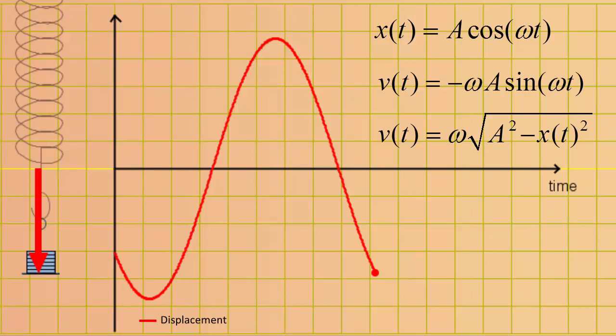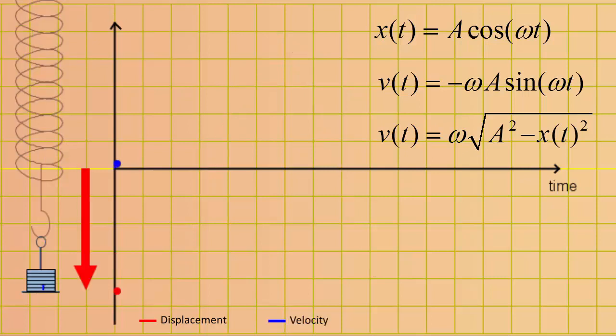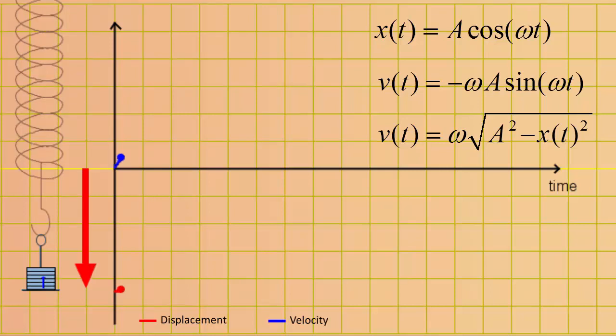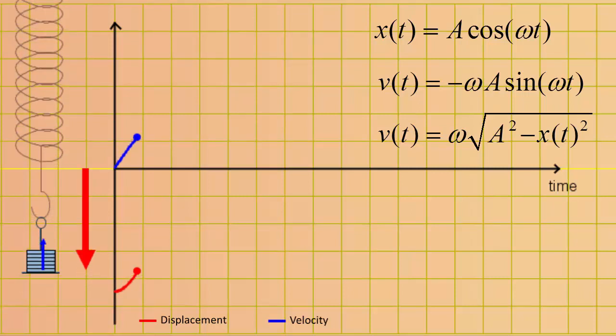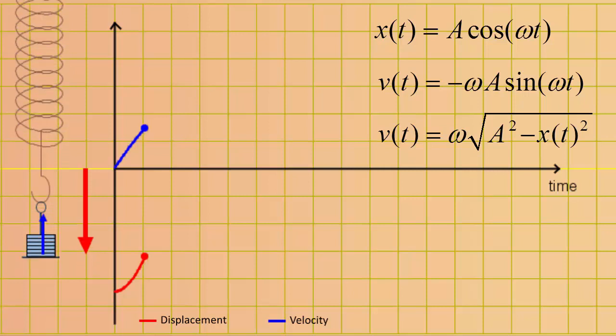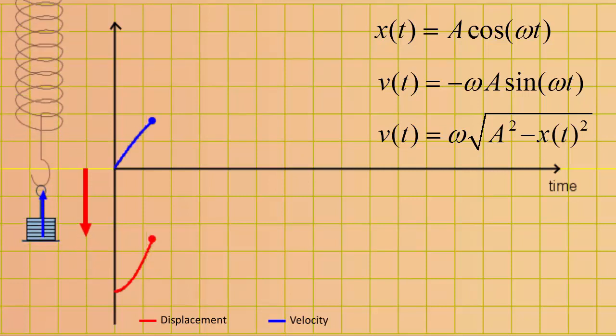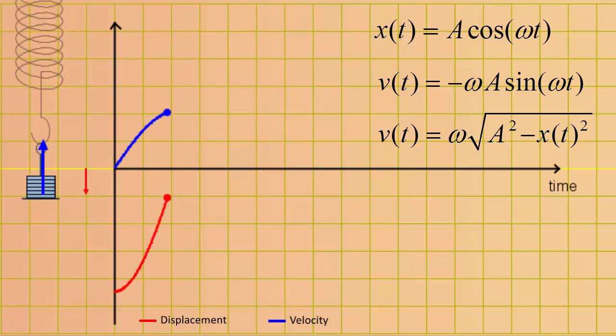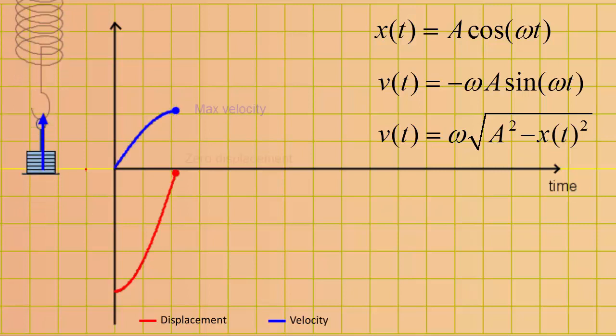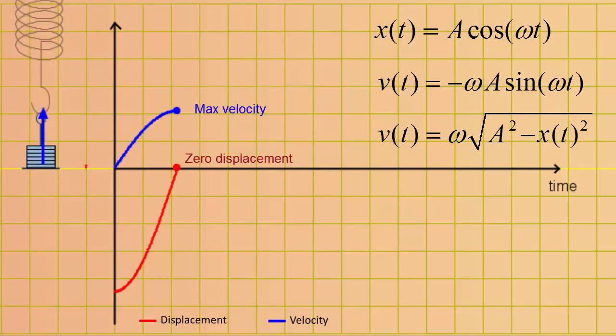Now let's have a look at the velocity characteristics in more detail. When we pull the mass to its maximum displacement and hold it, its initial velocity is zero. As soon as we let it go, it starts to move upwards. As it moves to its central equilibrium position, it increases in speed, as indicated by the growing blue vector arrow. At the same time, the displacement vector, indicated by the red arrow, is decreasing as the mass moves closer towards equilibrium. At equilibrium, the velocity is at its maximum and the displacement is zero.